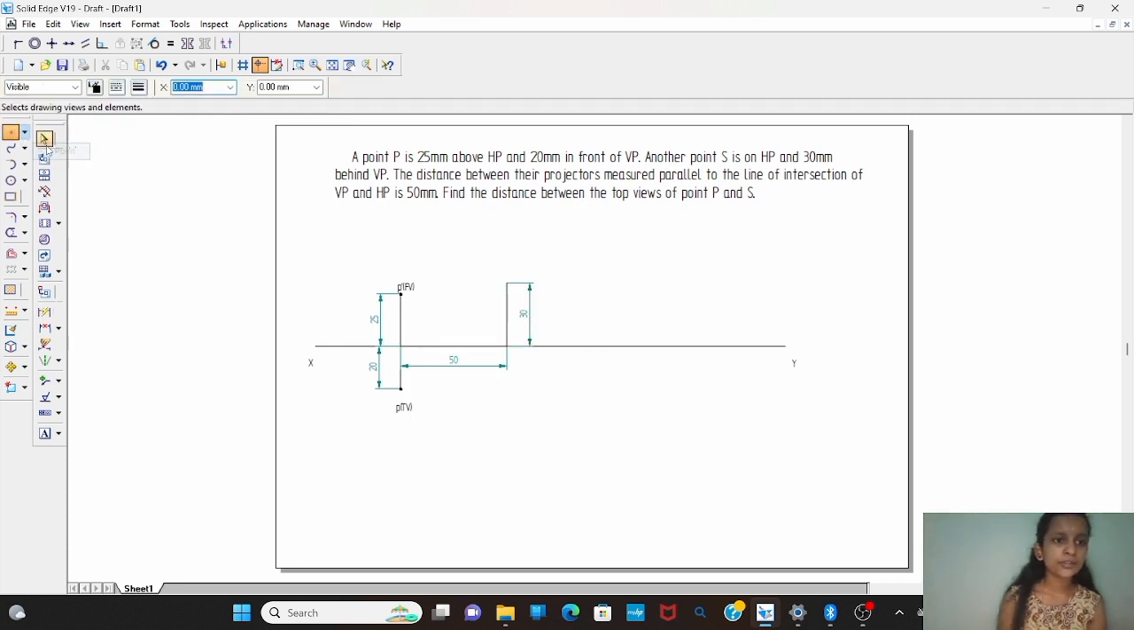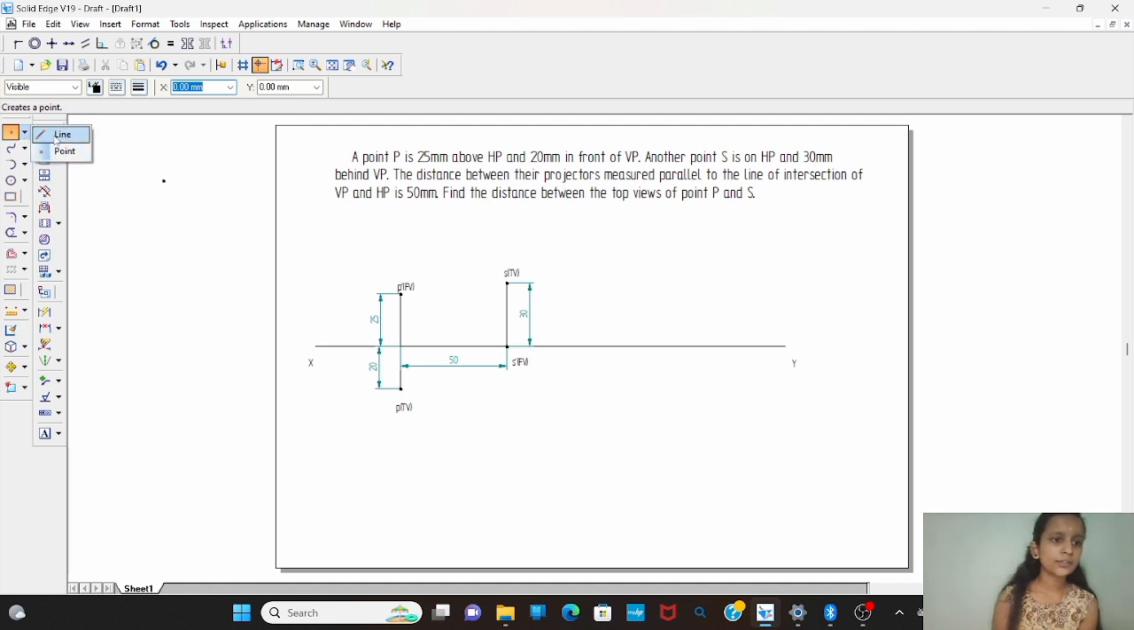Select the point option of thickness 2 mm. Place it in the corner. Select the text option. It is the top view, small letter s. Front view s dash. Point S. They have asked us to find the distance between the top views of point P and S.